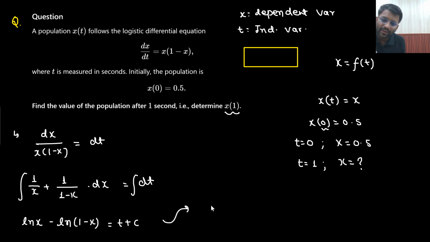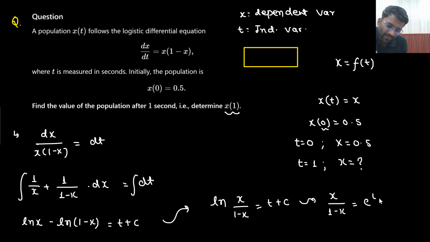So from here what you will get is ln of x upon 1 minus x equals t plus c. So x upon 1 minus x would be equal to e to the power t plus c, so e to the power t dot e to the power c. Now e to the power c could be another constant, which is k. So x upon 1 minus x equals k e to the power t.